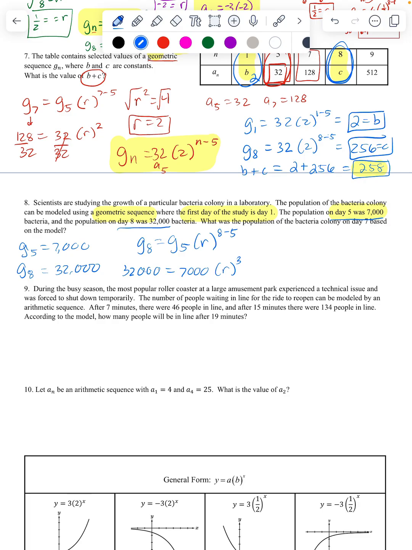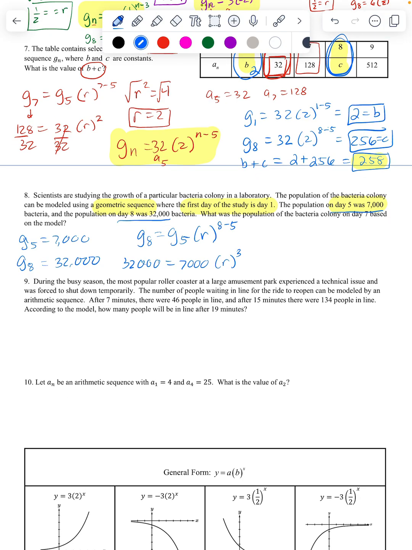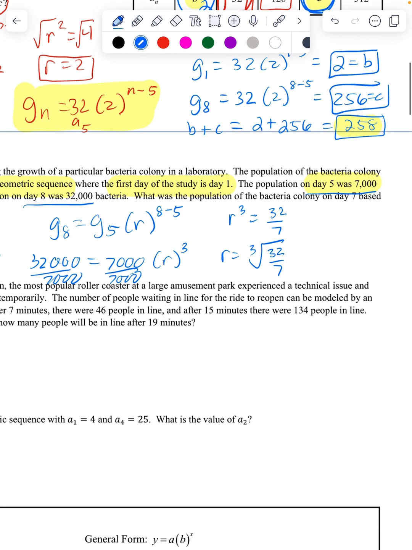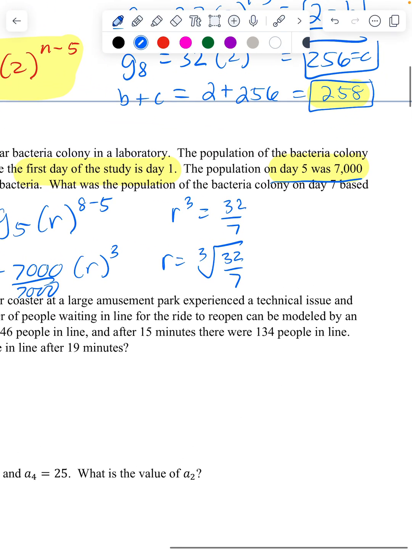Who knows? Okay, so I'm going to work this thing backwards. When I take 32,000 and divide it by 7,000, I end up with r cubed equals 32 over 7. So my r is going to be the cube root of that, which obviously I can use as a decimal, but for right now I'm just going to leave it. It's going to make my life easier.